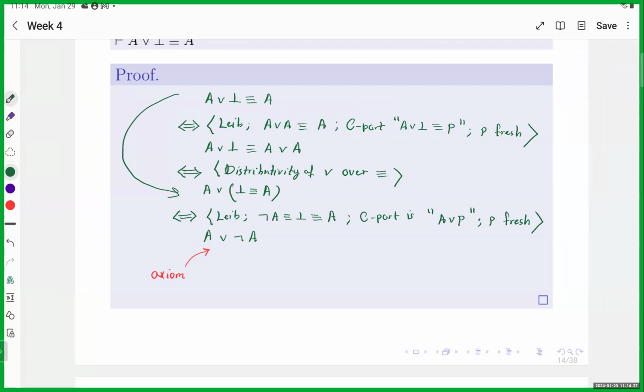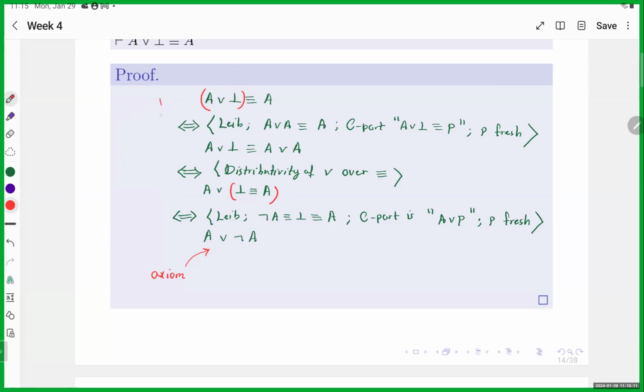Oh, sorry. Okay, I see your point now. In this case, yes, they are equivalent, but they're not the same. It's not clear, because what we have proved here is that this formula is equivalent to this formula. We proved this, right?